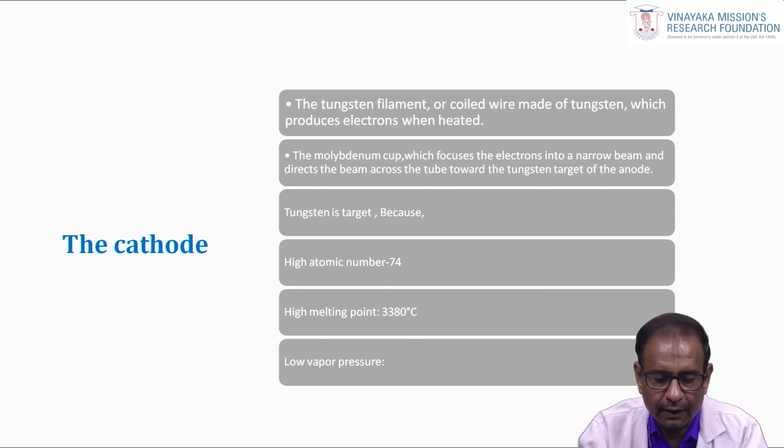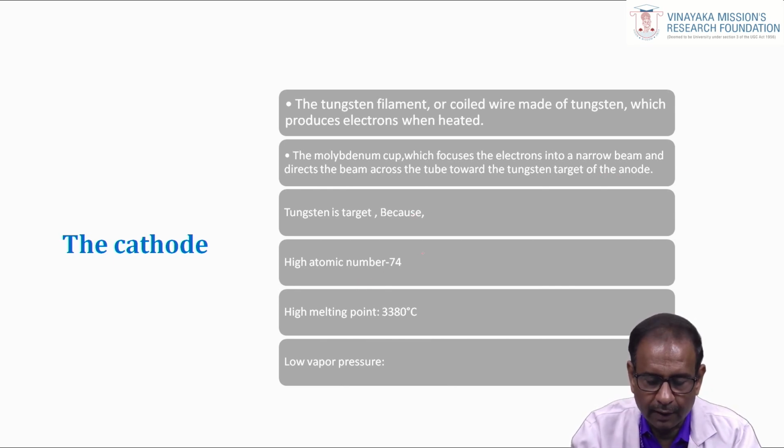The tungsten is the target actually, because of its high atomic number, 74. It also has a high melting point, 3380 degrees centigrade, and a low vaporized pressure. That's why we need tungsten as a targeting element. We select the tungsten. Then anode.